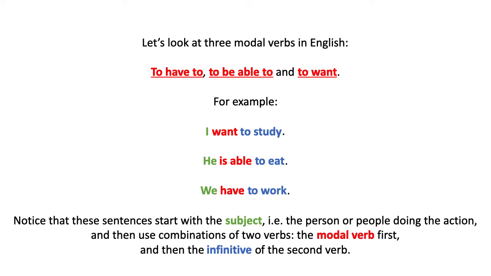Remember that conjugating means changing a verb so that it matches its subject, so that it matches whoever is doing the action, right? So that is why I don't say he am able to. I would say I am able to. I would say he is able to. I would say you are able to eat, right? I have to change that modal verb. I have to conjugate it so that it matches the subject, okay? What I'm saying in short is that the modal verb has to be conjugated.